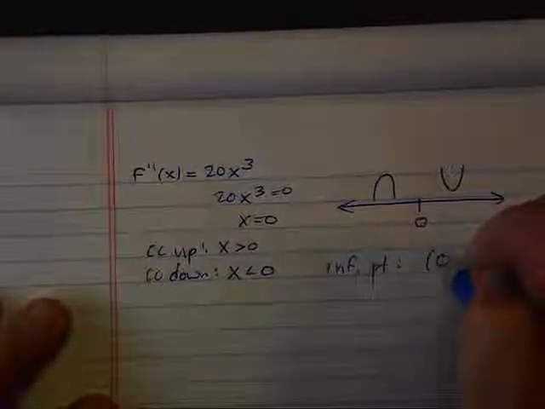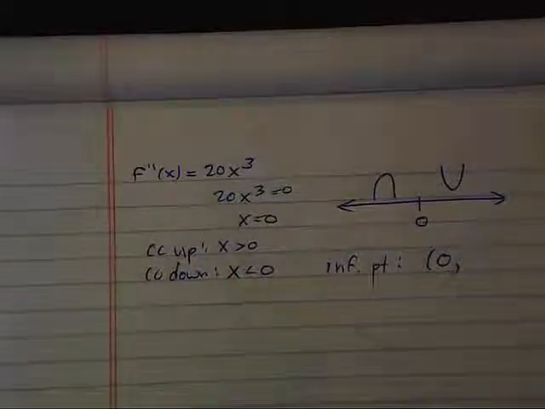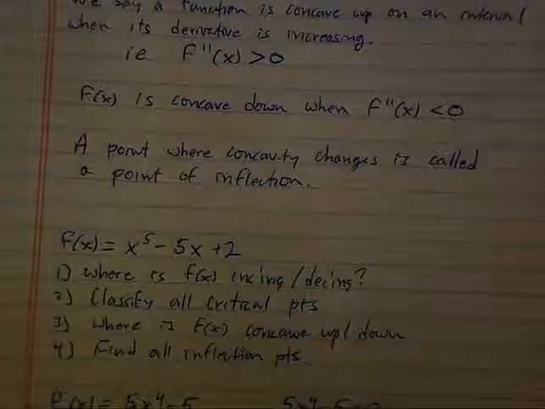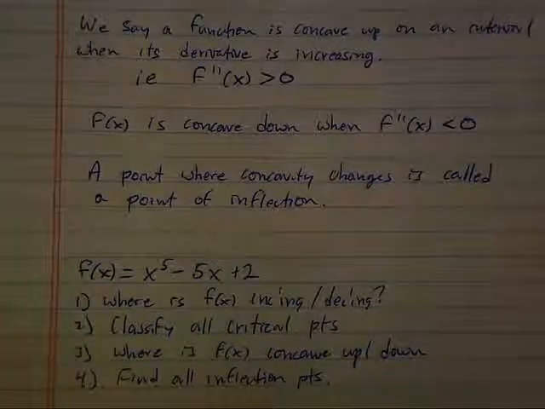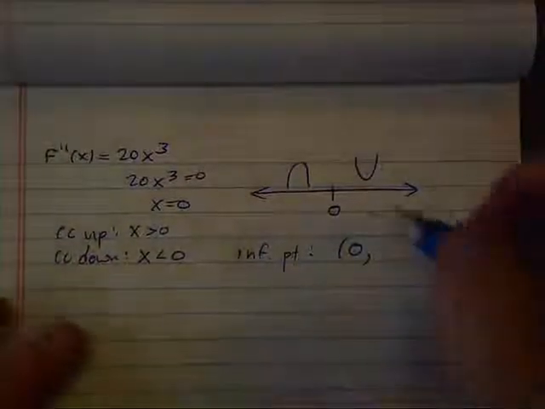So you're right, I need to find the corresponding y value. So I plug 0 into my original function. Forgot what my original function was because I changed my page. Where the heck did it go? Here it is. If I plug 0 into that function, I get 2. So we would say the point of inflection happens at 0, 2.